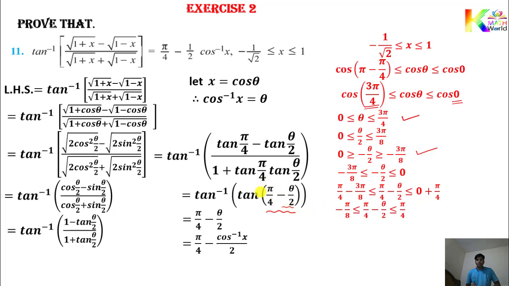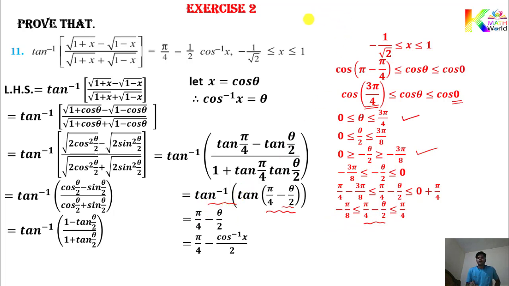Now what is left? Pi by 4. So adding pi by 4 in this inequality: pi by 4 minus 3 pi by 8 is less than or equal to pi by 4 minus theta by 2 is less than or equal to 0 plus pi by 4. So considering the LCM, 2 pi minus 3 pi, that is minus pi by 8, is less than or equal to pi by 4 minus theta by 2 is less than or equal to 0 plus pi by 4, that is pi by 4. So now you can see, for tan inverse, what is the range of tan inverse?